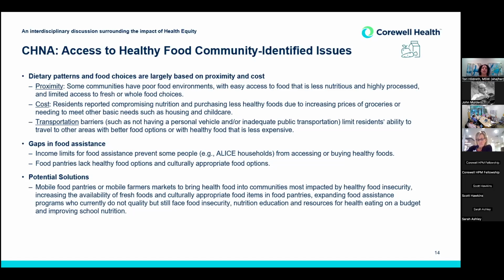You'll also notice that there tends to be a higher amount of fast food and higher processed foods in low income areas, whereas in more affluent areas, there are higher whole foods. There are different types of markets that are high cost, just showing you the gaps in care of our community. Many of the residents are reporting compromising nutrition, purchasing less healthy foods because of the price.